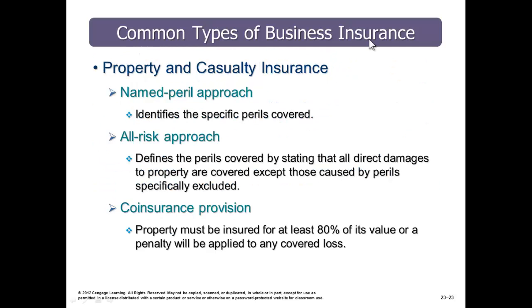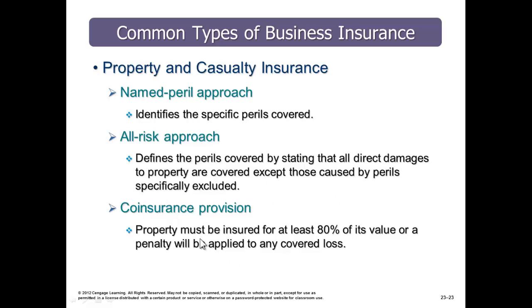So let's look at some different types of business insurance, and some of these you've heard of before, but we'll just kind of talk about them. Most of these are kind of definitions. Property and casualty insurance, named peril approach falls in this. This is where we identify specific perils that we want to try to cover, like flooding. An all-risk approach is kind of a general purpose type of approach that says we're going to cover everything.